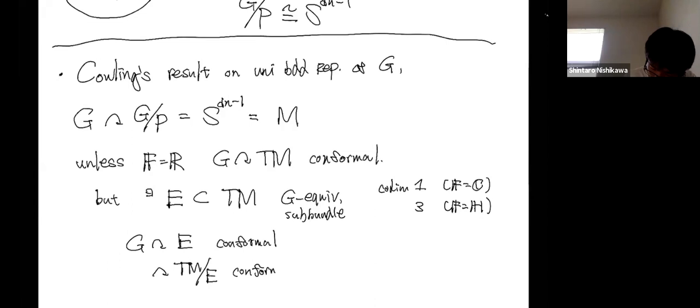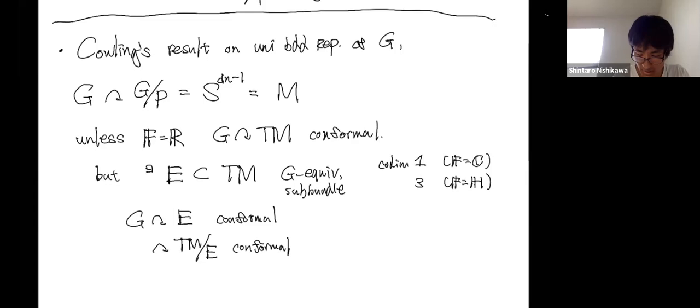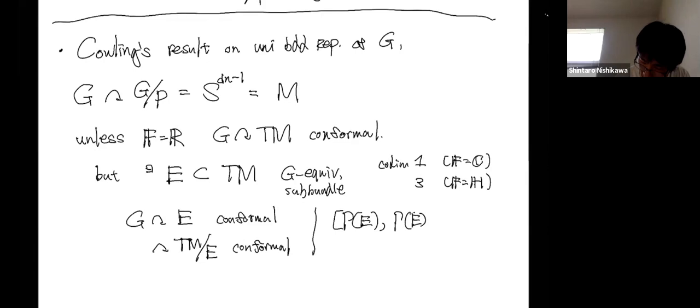So people say this is a quasi-conformal action. So the conformal factor on E and TM over E is different. On TM over E, the conformal factor's power is 2 times that on E. And one more important thing is this E is quite big in the sense that if you take vector fields belonging to E and then take brackets, that's gonna generate all vector fields on M.